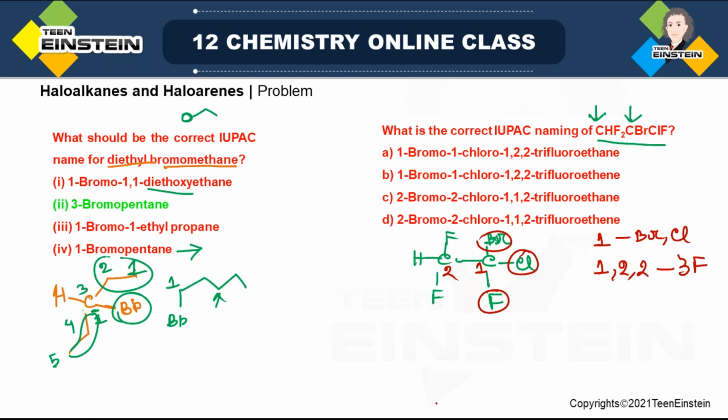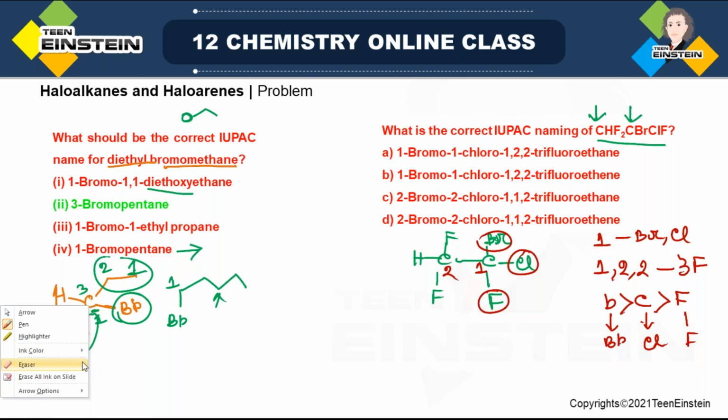3 fluoro, 3F. Fine. Now among these substituents, if you consider alphabetical order, B for bromo comes first, then C for chloro, then F for fluoro. So B, C, F is the alphabetical order, and bromine will be first. But if you just focus on this part, it will not help you much, because if you look at the options, in all the options bromo is first. So better we focus next on the numbering.